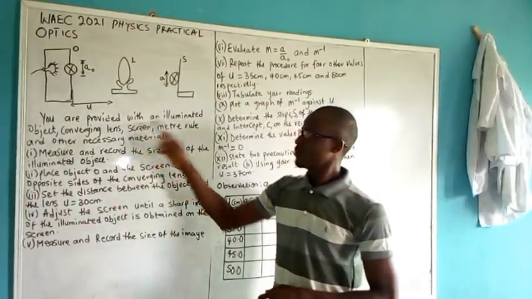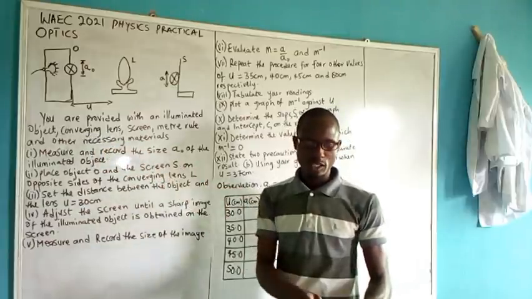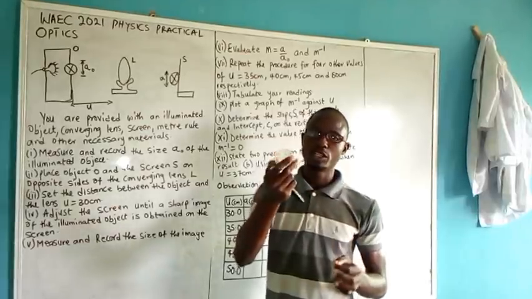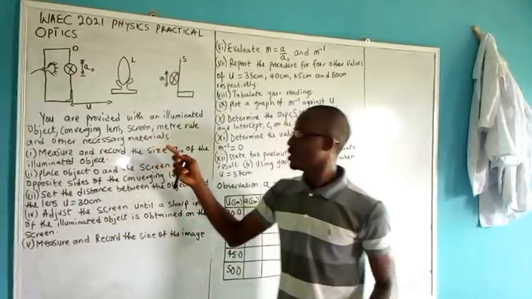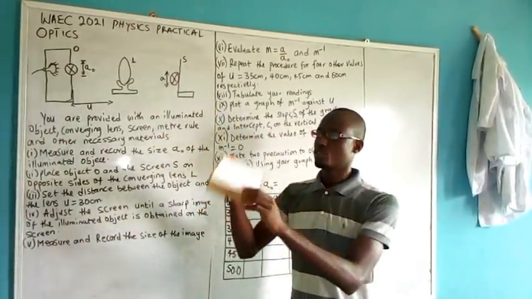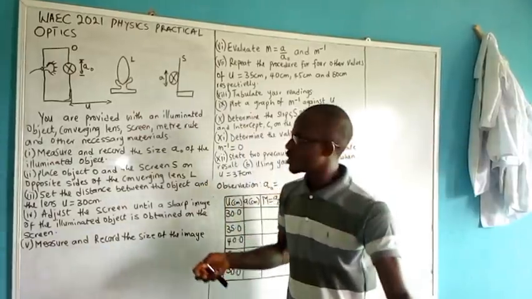So now you are also provided with a convergent lens, which is a convex lens, and this is it. A convex lens is a convergent lens, as you can see. Then you are provided with a screen. So this is a screen. This is where image formation takes place. So that is how the screen looks.